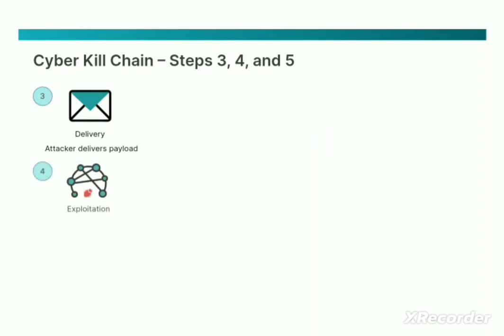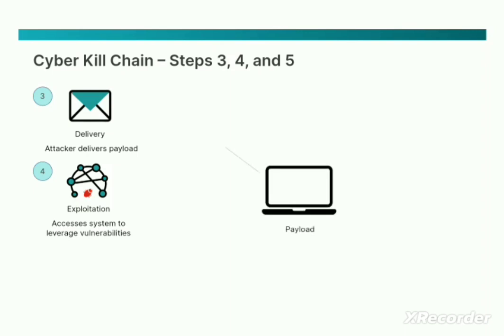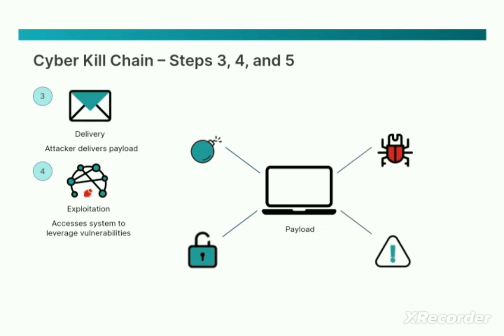The fourth step is exploitation, in which the attacker uses the payload to gain access to the target's systems or data. This may involve executing the payload to exploit a vulnerability in the target's software or operating system, or using the payload to gain access to the target's network.